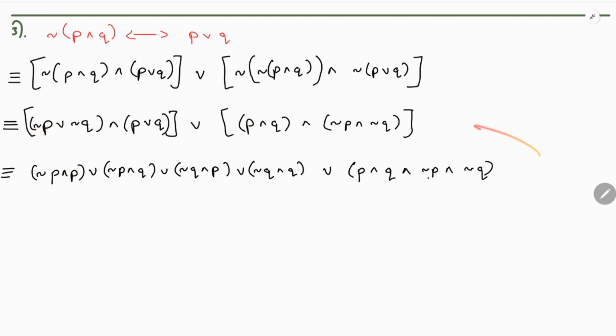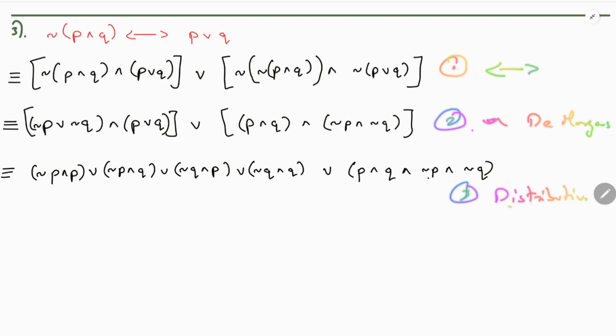Now what did we do in the third step? Just see, in the third step we applied the distributive law. Okay, in the first step we removed the biconditional sign. In the second step we applied De Morgan's law. And in the third step we applied the distributive law. So this is how you will solve the DNF form or CNF form.